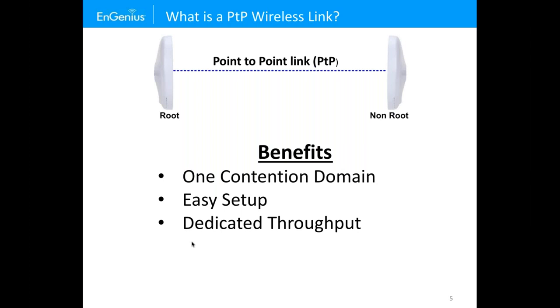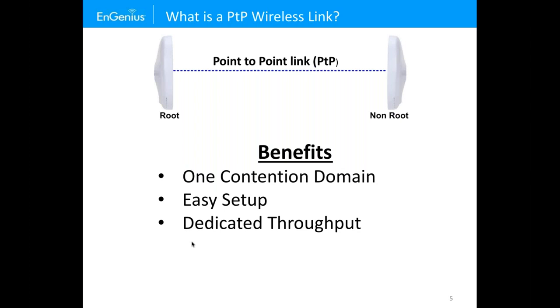We have something called a root and a non-root. So the root would be considered the one closest to the demarcation point, and the non-root would be opposite to that. It's important to note that we have a 1-to-1 ratio. So as you can see in point-to-multipoint later on, you'll have different ratios of non-root to root.